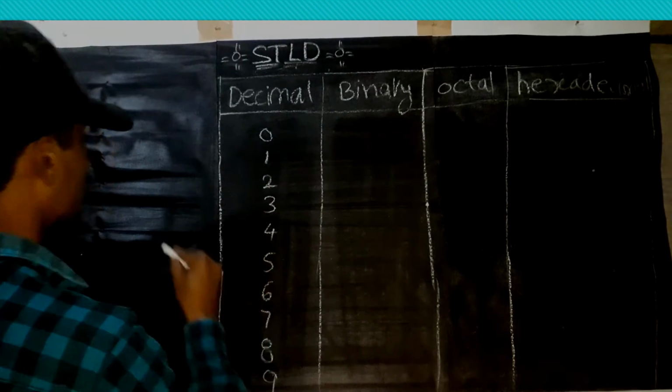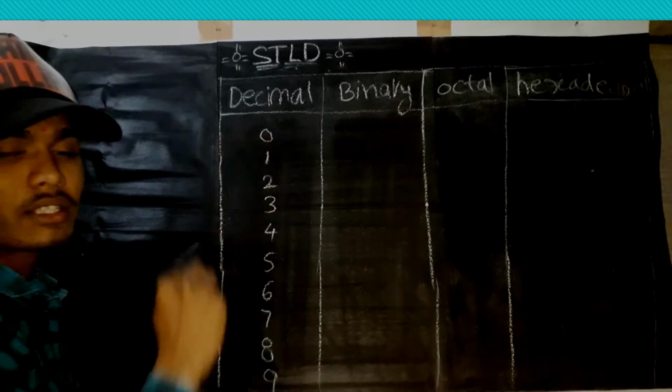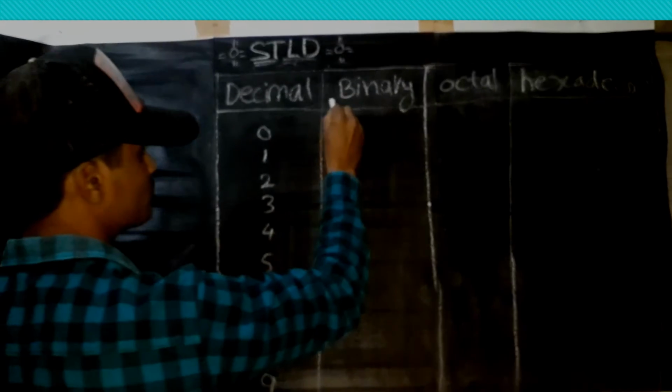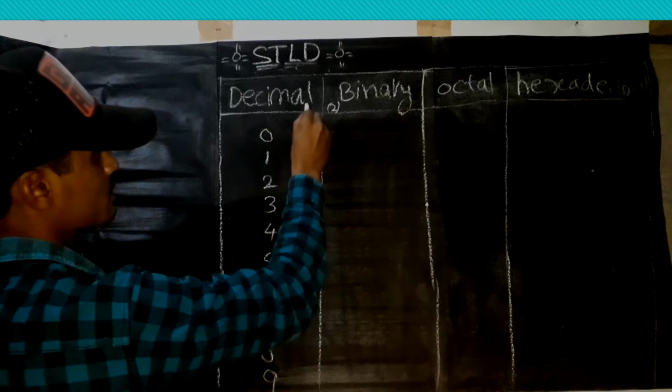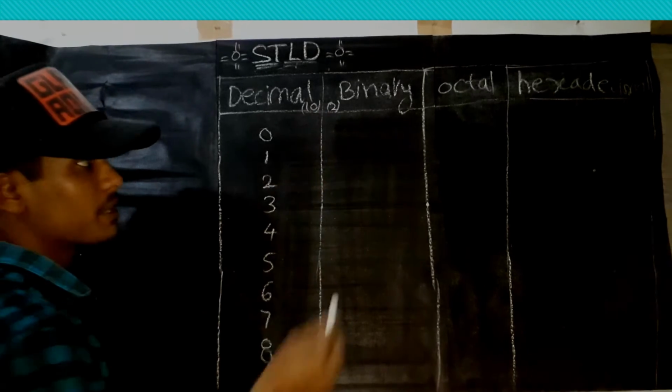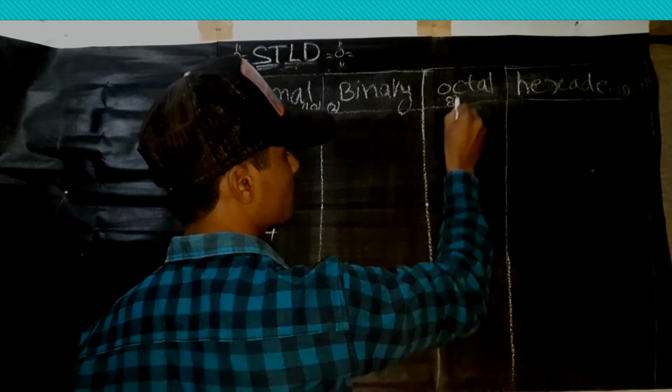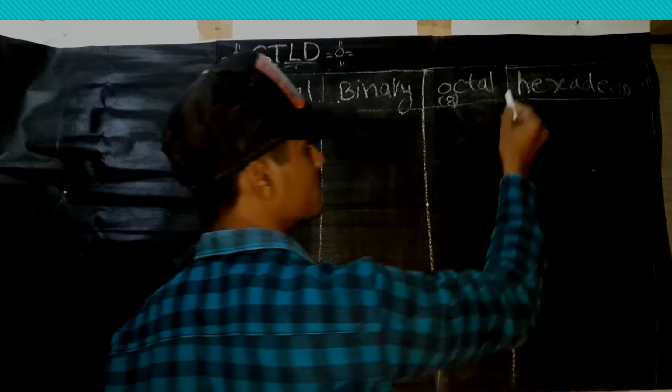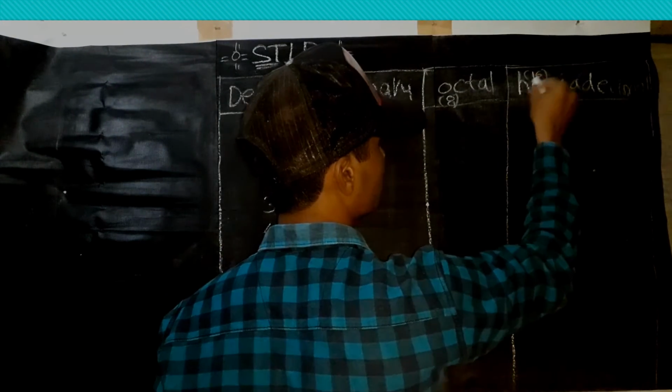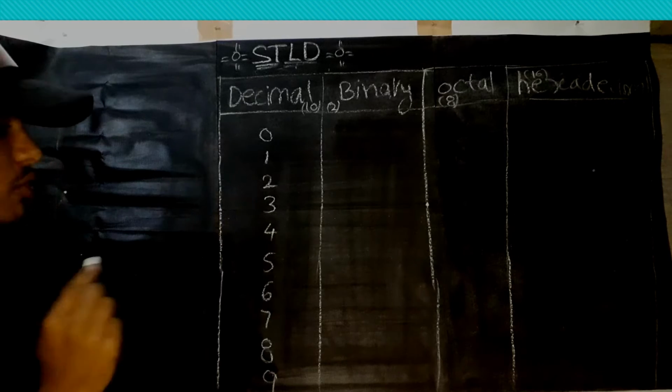Here the radix of binary is 2. The radix of decimal is 10. The radix of octal number system is 8. The radix of hexadecimal number system is 16. Now, these are the decimal numbers you have to know.